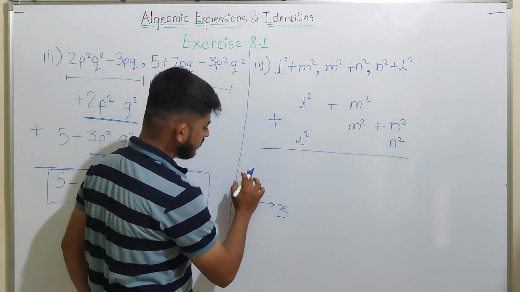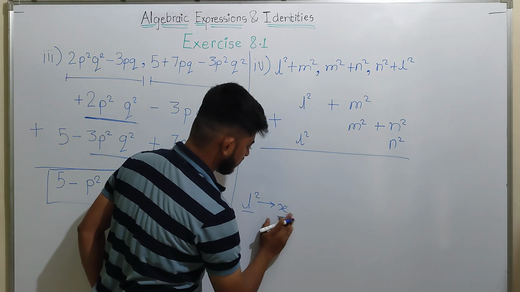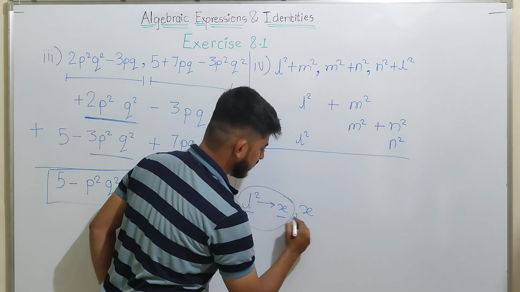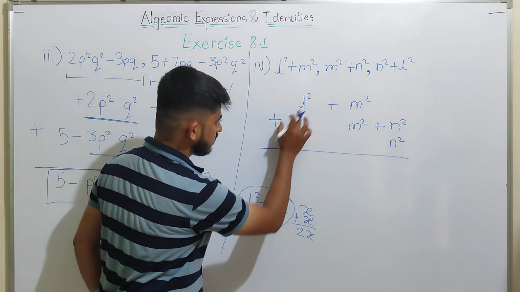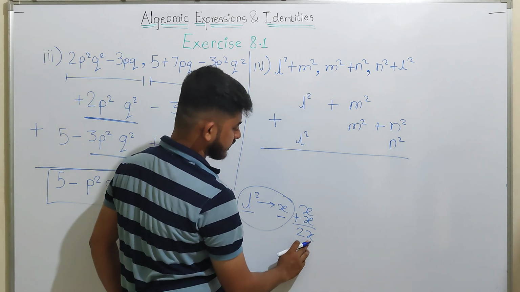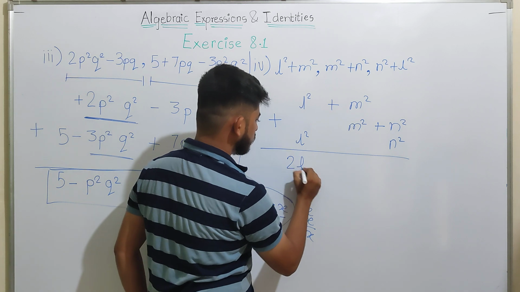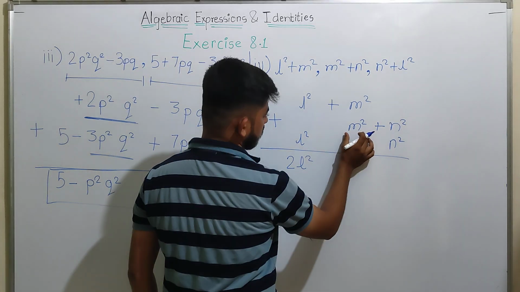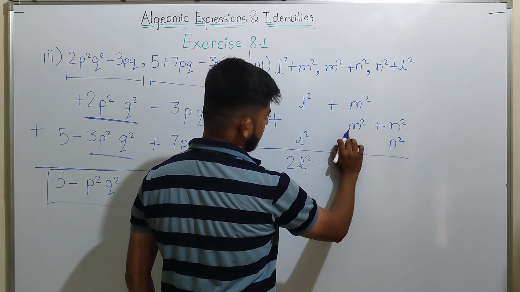So x plus x, see here, x plus x, 2x, right? Simply 2x, in place of x, I'll replace it by L square. So 2L square, finished. So do we have any minus symbol before the m square? No.